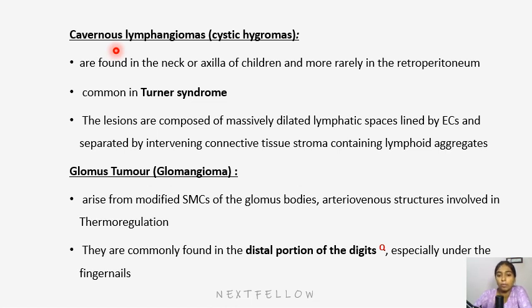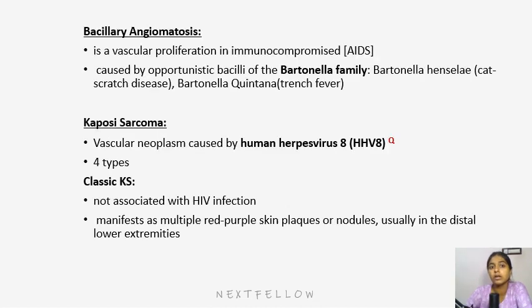Glomus tumors or glomangioma arise from modified smooth muscle cells of the glomus bodies, and these glomus bodies are arteriovenous structures which are involved in thermoregulation. These glomus tumors are most commonly found in the distal portion of the digit near the fingernails. Bacillary angiomatosis is commonly found in immunocompromised patients. These are caused by opportunistic bacilli of the Bartonella family, that is Bartonella henselae or Bartonella quintana.